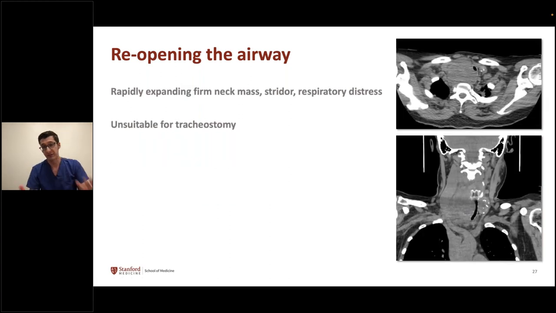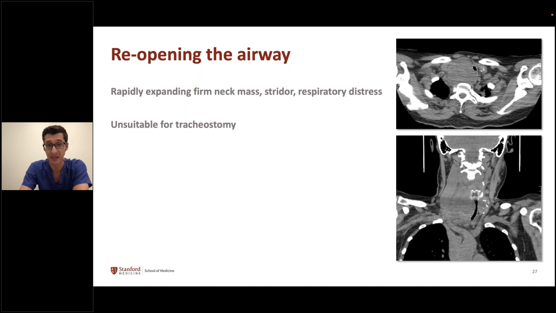Another case, sort of a similar sad situation. This was an older woman with a rapidly expanding, very, very firm neck mass. She was admitted, she underwent a biopsy that confirmed anaplastic thyroid cancer. And because of the lesion, she was deemed unsuitable for tracheostomy. And the prior conversation had been going to hospice basically, but the patient wanted to pursue other interventions.